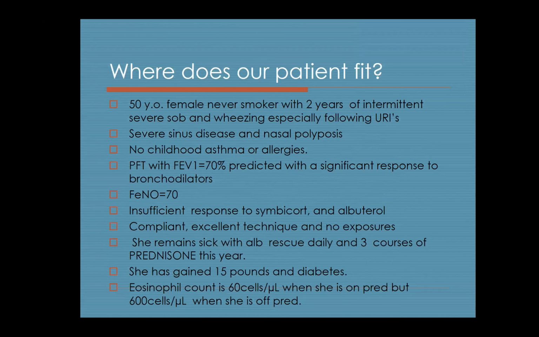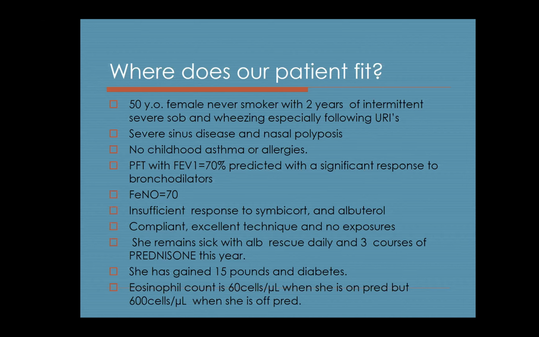So here's another patient, 50-year-old female, never smoker, 2 years of shortness of breath and wheezing, severe sinus disease. FEV1 70% of predicted, FeNO is 70. Again, insufficient response to Symbicort, compliant with good inhaler technique. She's on steroids. She's gained 15 pounds and has diabetes. Her eosinophil count is 60 cells per microliter when she's on prednisone, but it's 600 when she is off prednisone. So you want to do your eosinophil measurement when they're off prednisone.